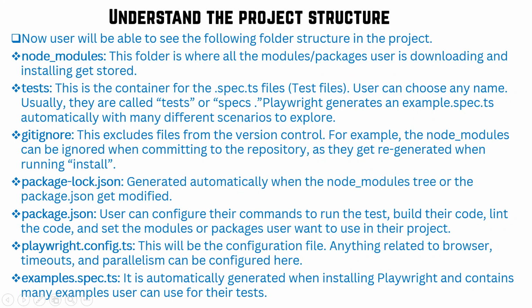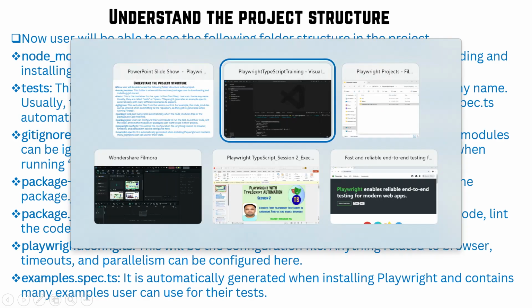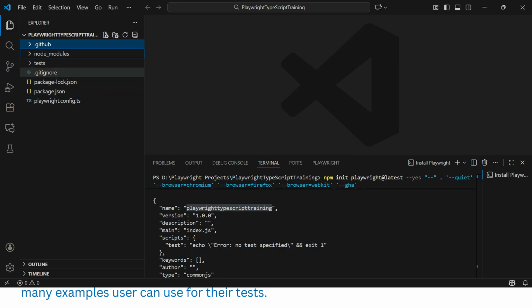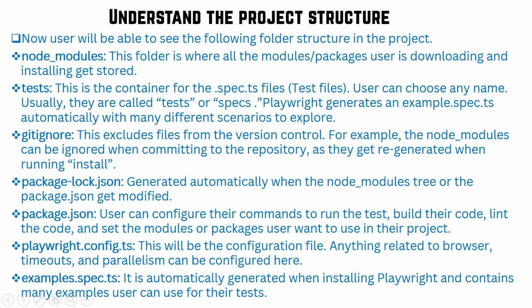Now .gitignore. This excludes files from version control. For example, node_modules can be ignored when committing to the repository, as they get regenerated when running install. So this part you can also ignore. That will not be going to the actual repository. This will exclude files from the version control. So in case you try to install again, it will automatically regenerate.